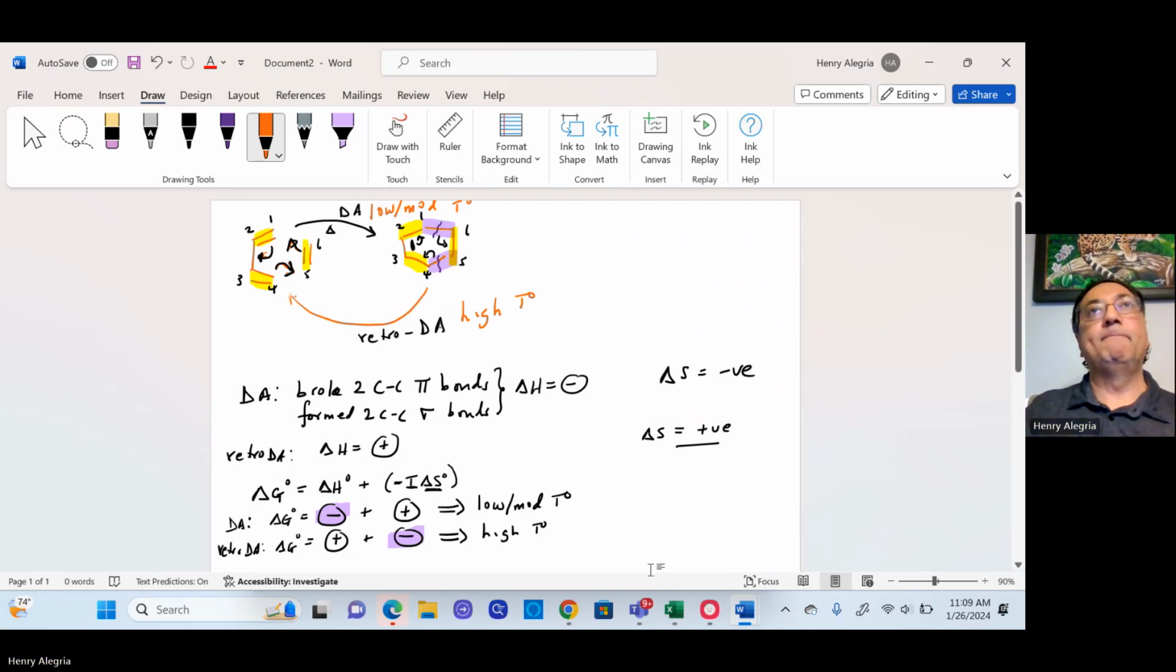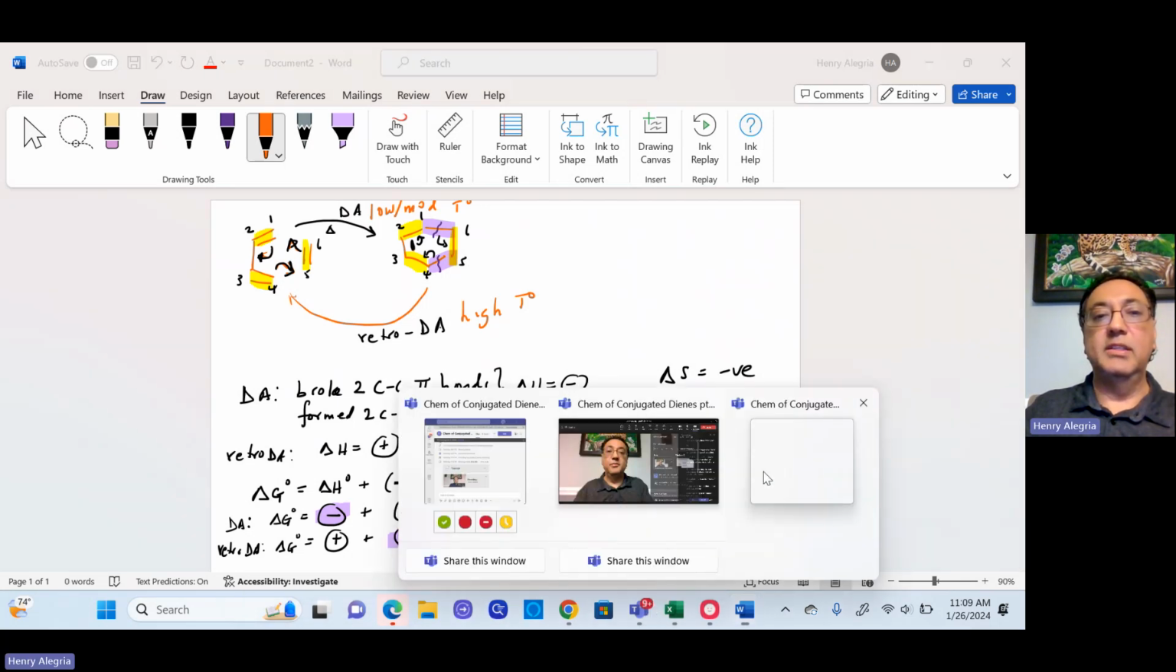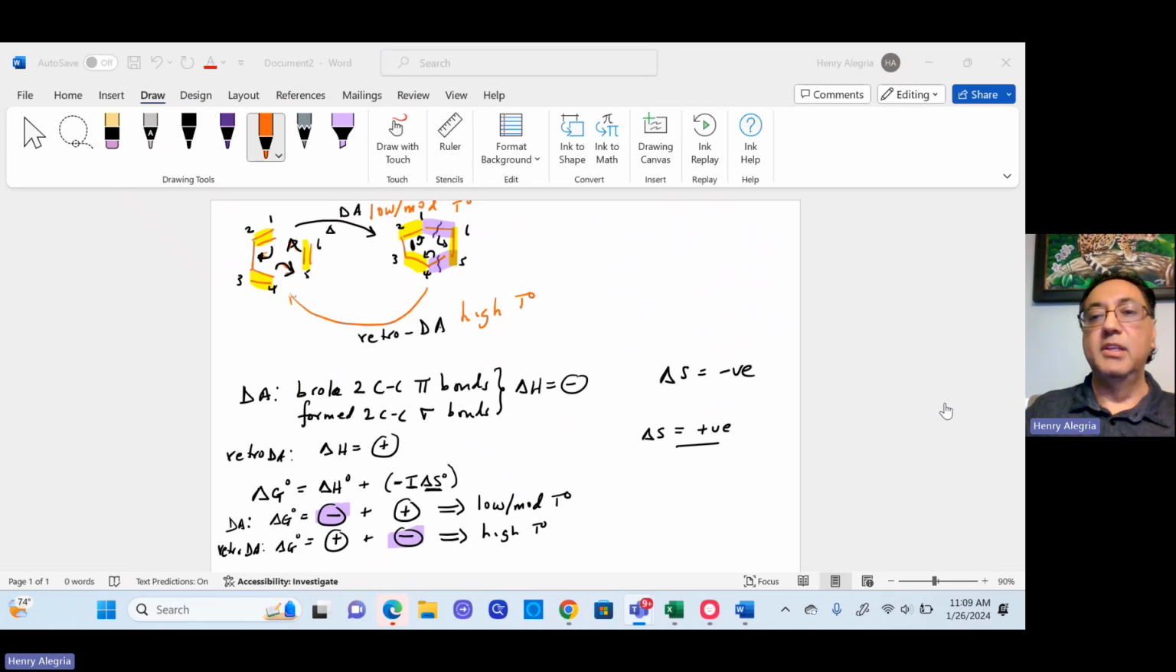And that would be it. Working practice problems will help us to understand this some more. So that's it for Diels-Alder.